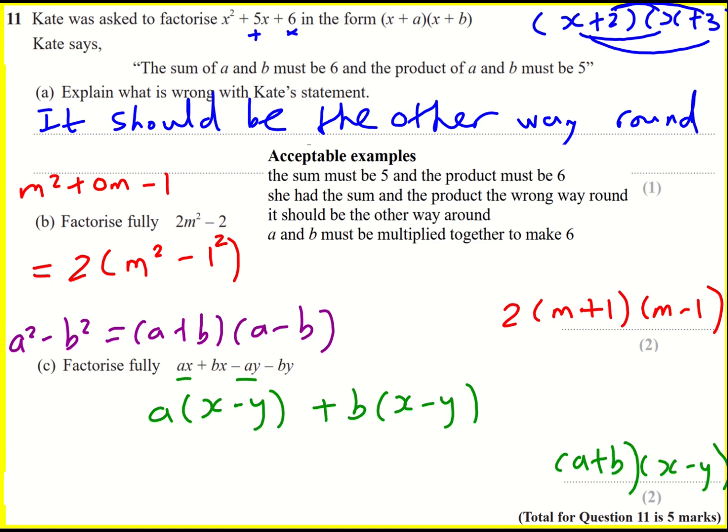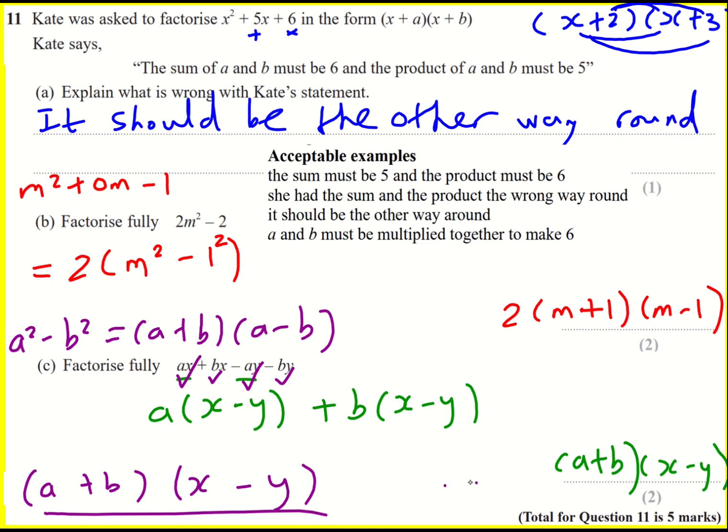The other way to think about it is, right, we're asked to factorize it. There are no common factors in total, so it's got to be a double bracket. This is probably how I would do it. So, okay, I need an a here and an x here to get the ax. And then I need a minus y here to get a minus ay. That's all sorted. And then if I put a plus b here, I'll get bx and minus by. It all checks out. So that's a kind of slightly different way to think about it.